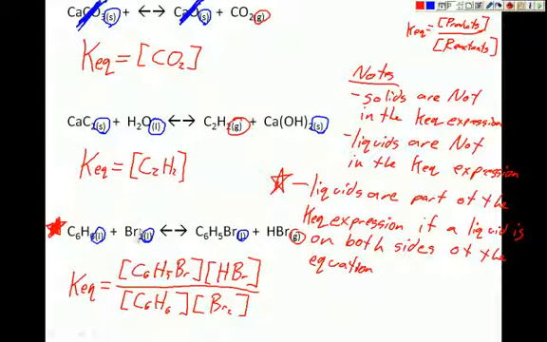So Br2 is going to be diluted into C6H5Br, and C6H5Br is going to be diluted in C6H6 and Br2. So they will be diluted and they will have a concentration. And that's a little bit of an exception right there. Okay, and that's how we write our Keq expressions.